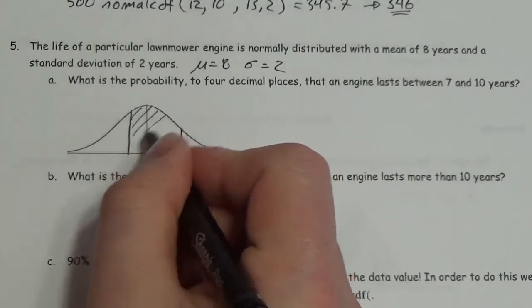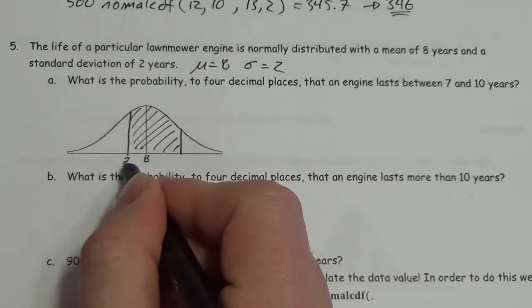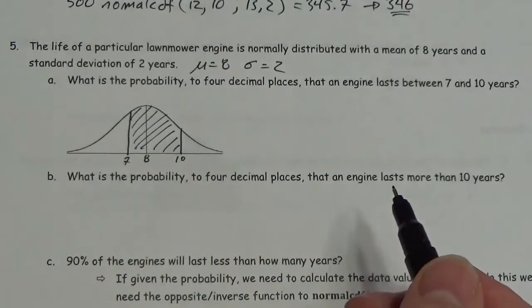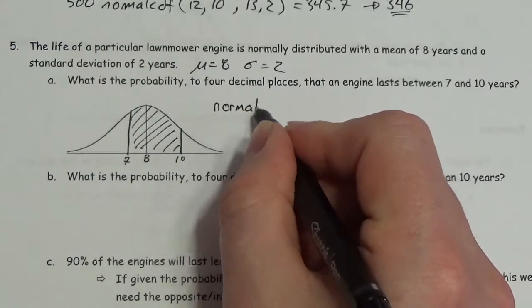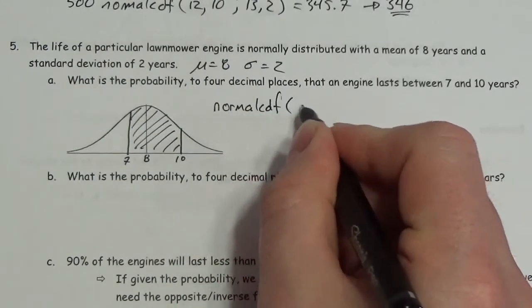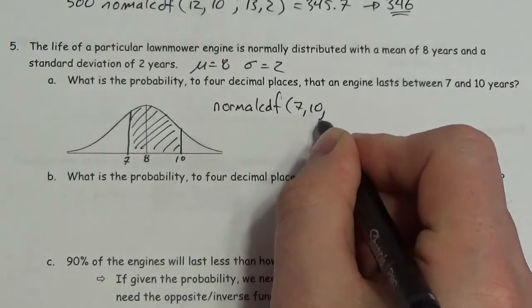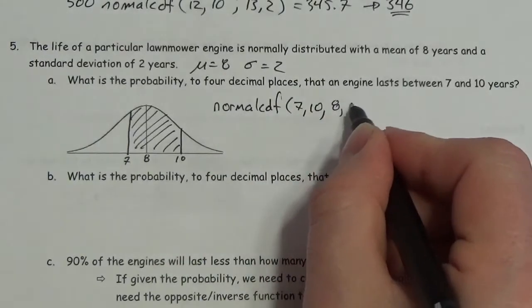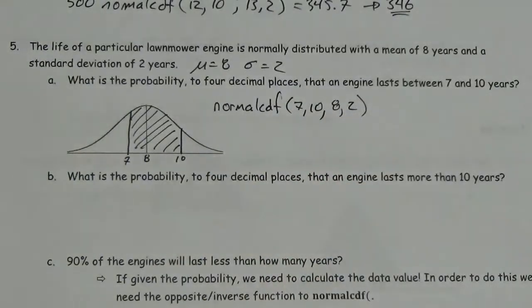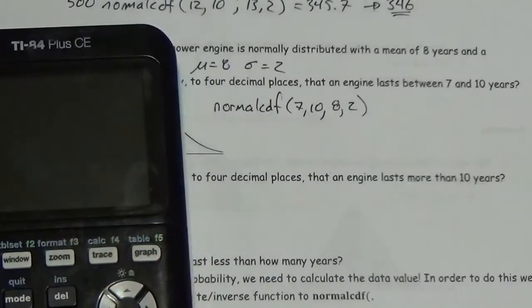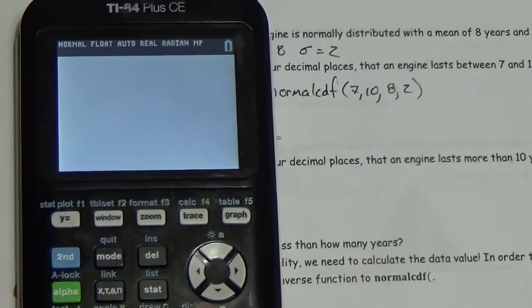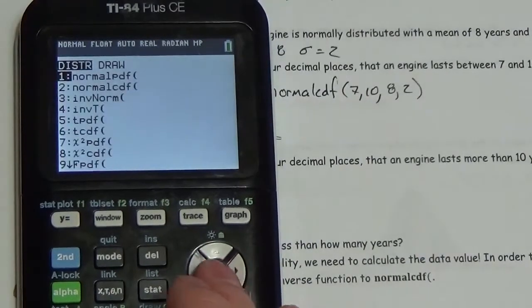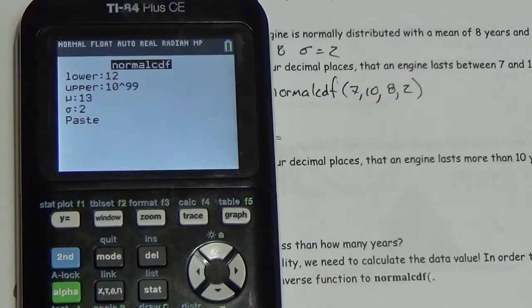So I'm looking for the area under the curve from 7 to 10, okay? So this will be normal CDF, 7 to 10. And in this case, I know the actual mean and the standard deviation, so I don't need to use Z-scores. So go to my calculator, press second, vars, get into the distribution, normal CDF, and our low bound is 7, high bound is 10.